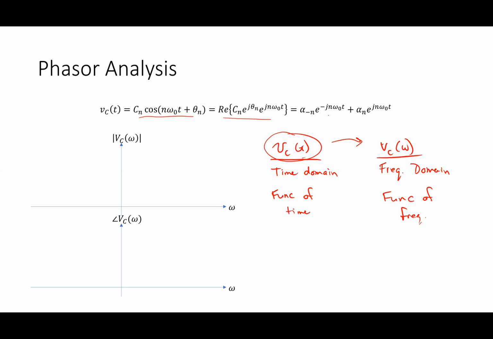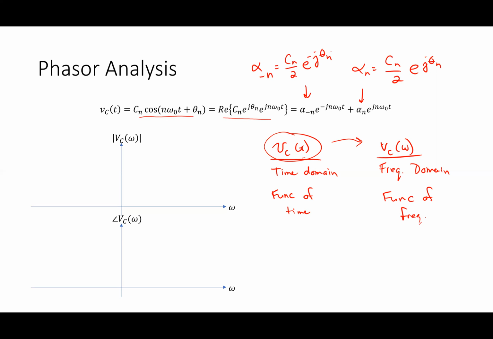And then we can also use Euler's identity to represent this guy. Now, by using Euler's identity, it's easy to show that alpha n is going to be Cn over 2 with an angle of theta n, and alpha minus n is Cn over 2, and it has the opposite angle, okay?